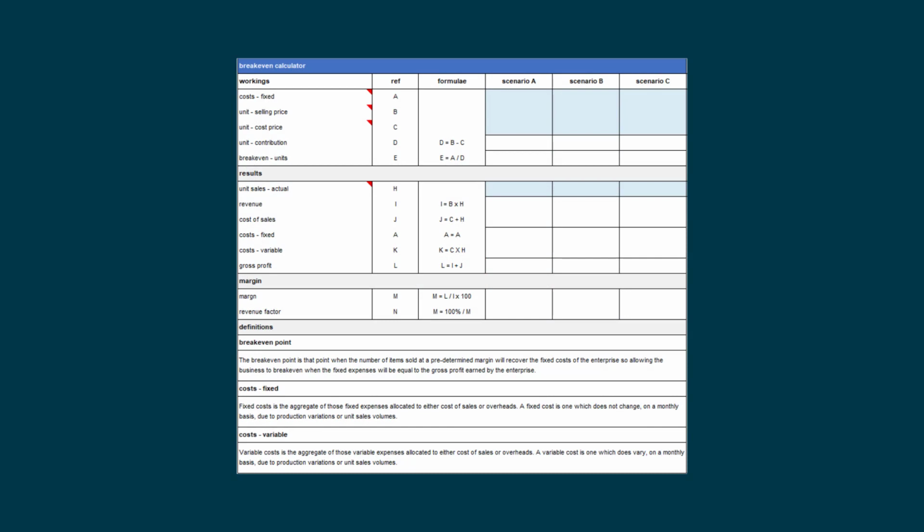Let's create a few scenarios. The first scenario shows that the break-even calculation is 20,000, but the actual unit sales is 15,000, resulting in a loss for the period. Scenario B shows that actual sales are equal to the break-even calculation of 20,000. Notice that the gross profit is equal to 0. In the final scenario, the actual sales exceed the break-even level and result in a gross profit of 25% and a revenue factor of 4.